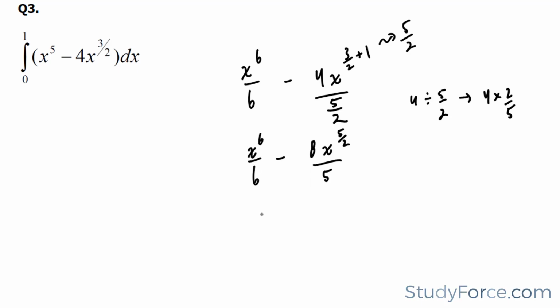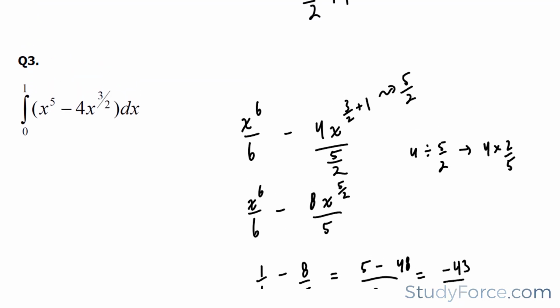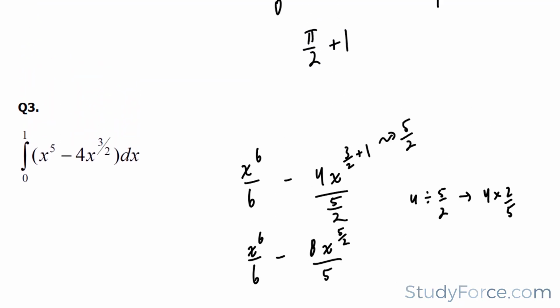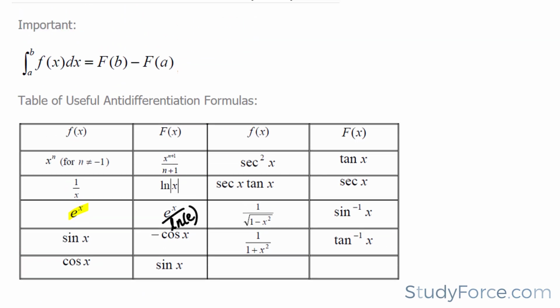So if I put a 1 here, I end up with 1 over 6, and if I put a 1 here, I end up with 8 over 5. 1 over 6 minus 8 over 5 gives us, well, let's do the math here. 6 times 8 is 48, 5 times 1 is 5, 6 times 5 is 30, and so we end up with negative 43 over 30. So there you have it. Those are 3 examples on how to find the area underneath a function for definite integrals.